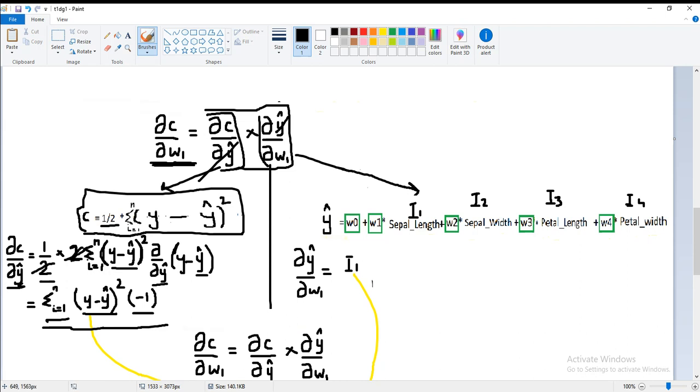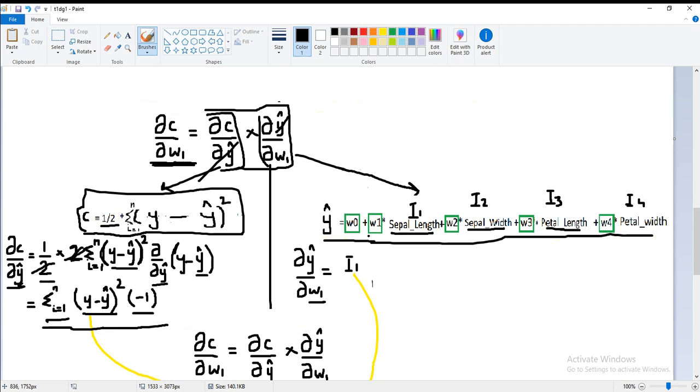this one, partial derivative of y hat with respect to w1. Now do you remember this, the predicted species formula? We named the predicted species output as y hat and replace that here. The formula is the same. Now instead of naming these features separately, we'll be denoting these features by I. Now sepal length is I1, sepal width is I2, petal length is I3, and petal width is I4. So as we are taking the partial derivative of y hat with respect to w1 only, everything will be considered as constant except w1.